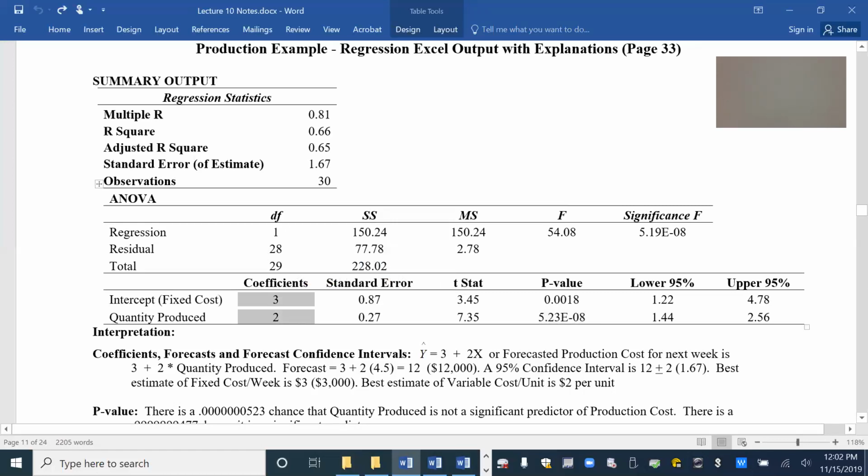Okay? The equation is forecasted cost of production equals 3, my constant, my intercept, plus 2 times X, where X is the quantity produced, is my forecasting equation. My forecasting equation is 3 plus 2X.